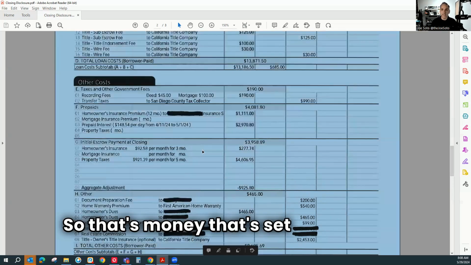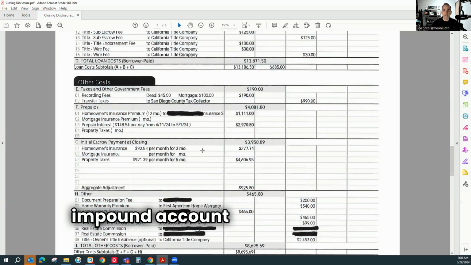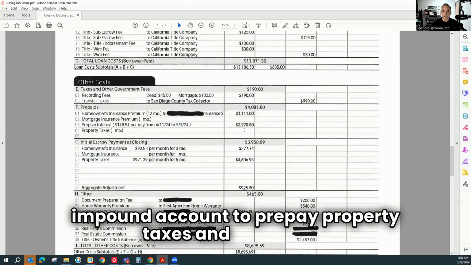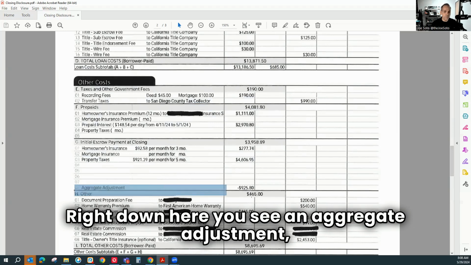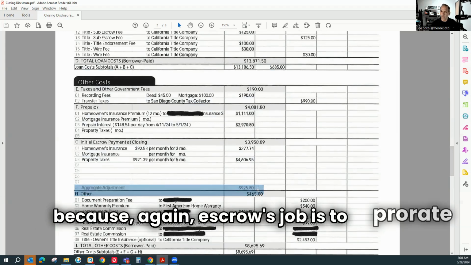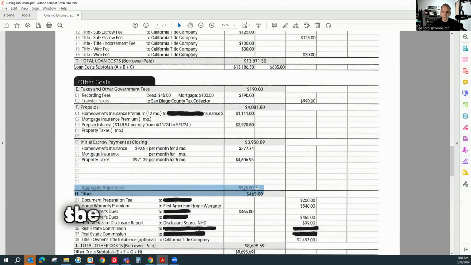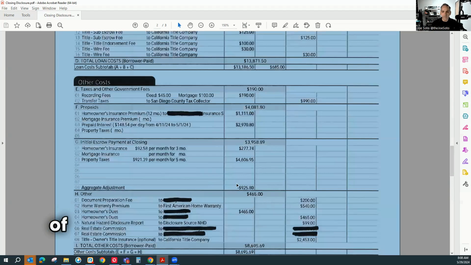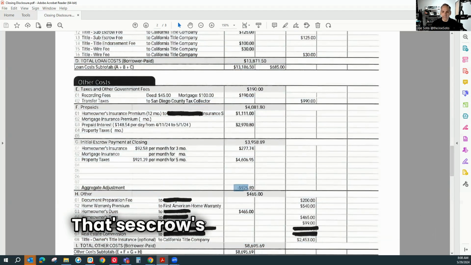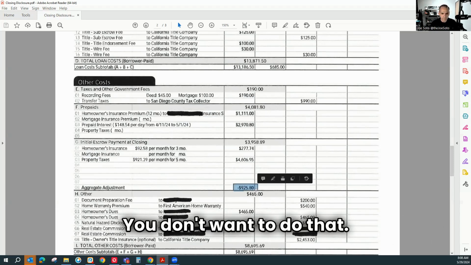So that's money that's set aside in your impound account to prepay property taxes and insurance, right? Down here, you see an aggregate adjustment because, again, escrow's job is to prorate everything. So the taxes, for example, get prorated because some of this may have been paid by the seller. That's escrow's job to make sure you don't overpay and pay their taxes, right? You don't want to do that.